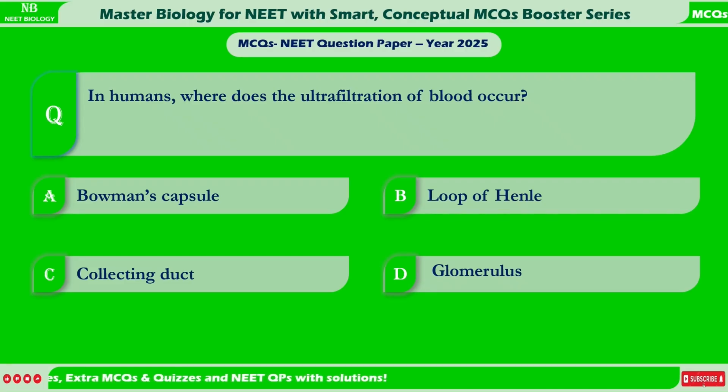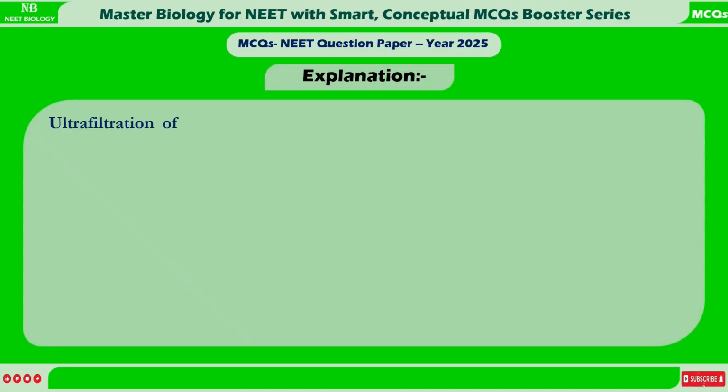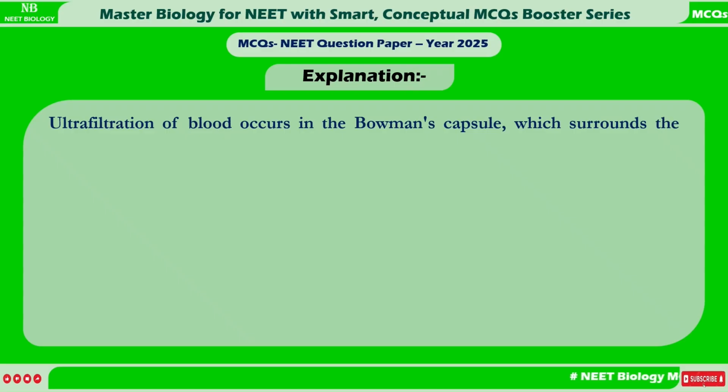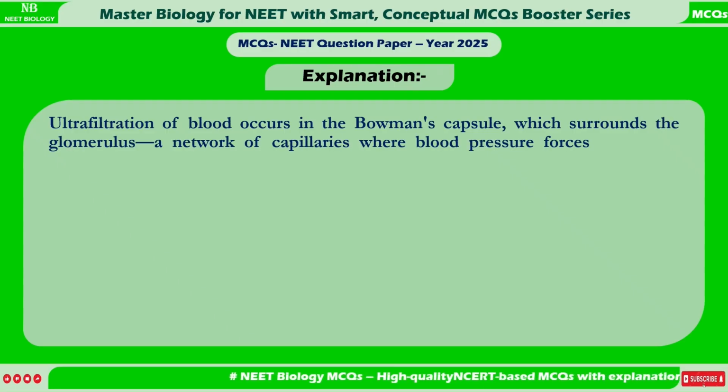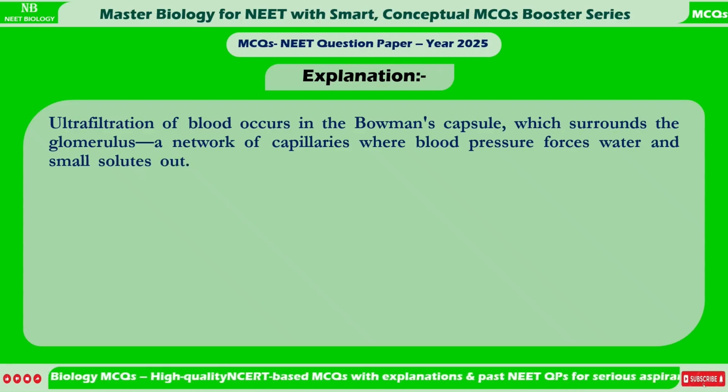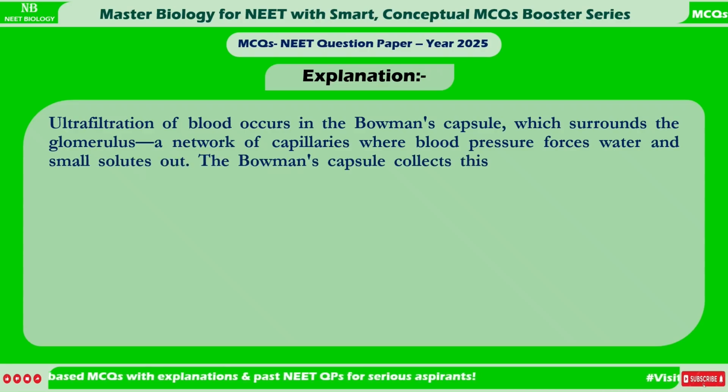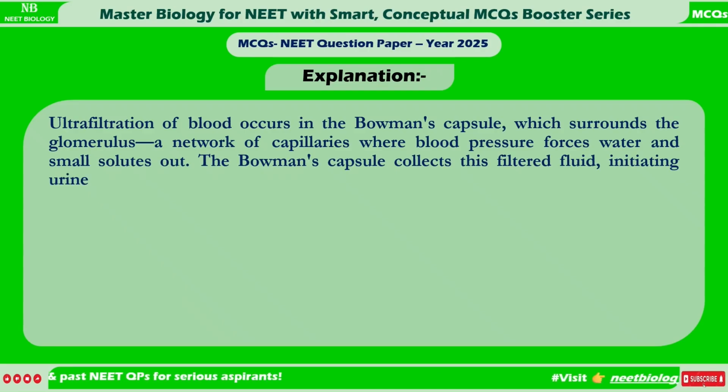Correct answer is A. Bowman's capsule. Explanation: ultrafiltration of blood occurs in the Bowman's capsule, which surrounds the glomerulus, a network of capillaries where blood pressure forces water and small solutes out. The Bowman's capsule collects this filtered fluid, initiating urine formation.